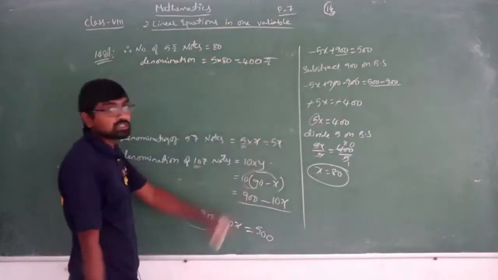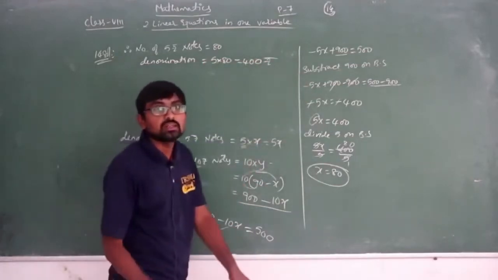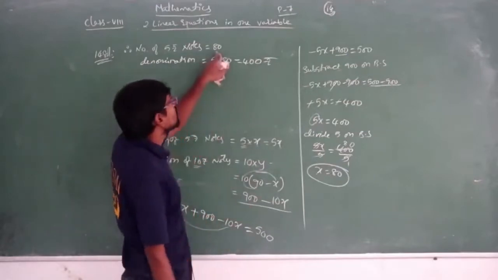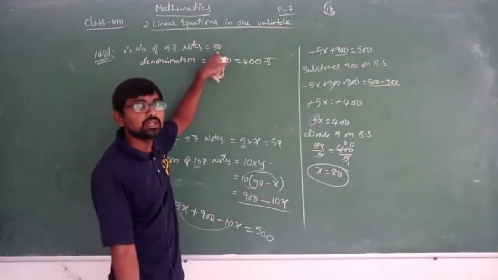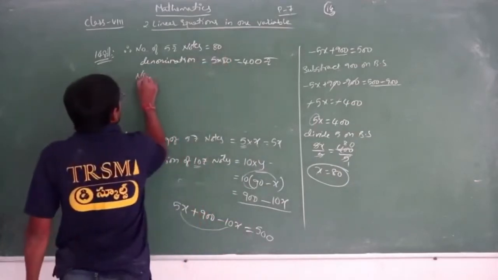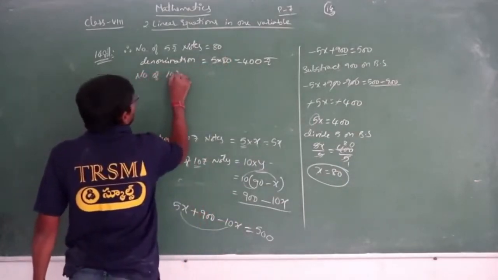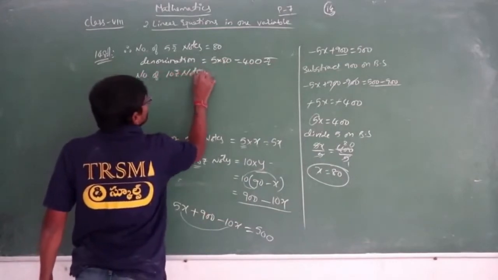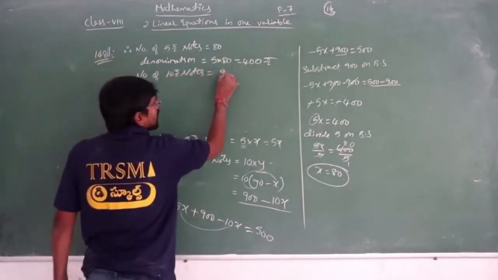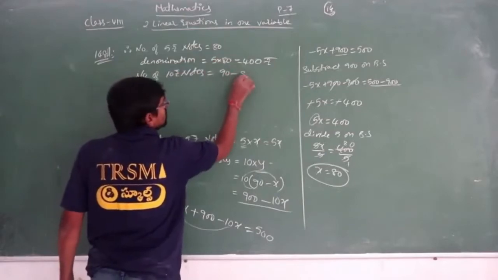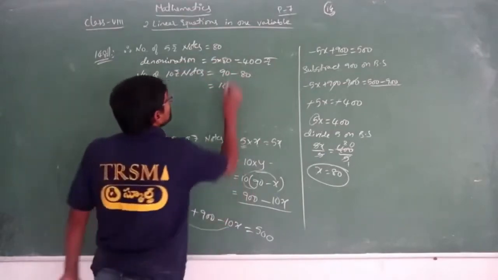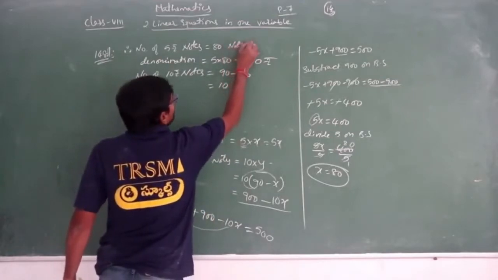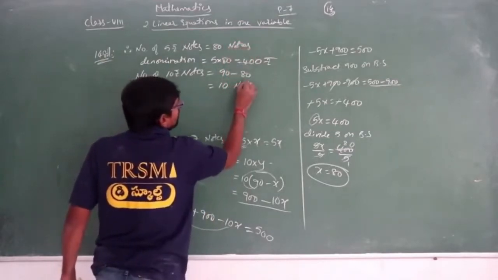Now what about 10 rupees notes? Totally how many notes are there? 90 notes are there. In that, 5 rupees notes are 80. Then how many 10 rupees notes will be left? The number of 10 rupee notes is equal to total 90 minus 5 rupees notes 80. So here we are getting 10 notes, isn't it? So 80 notes of 5 rupees and 10 notes of 10 rupees.